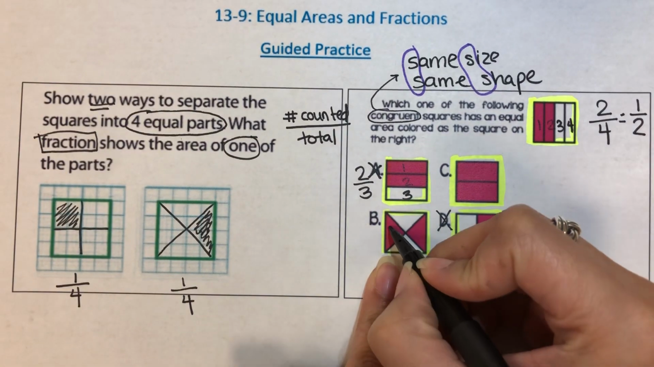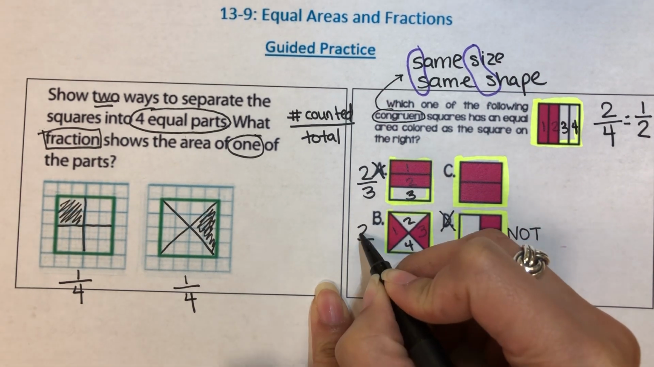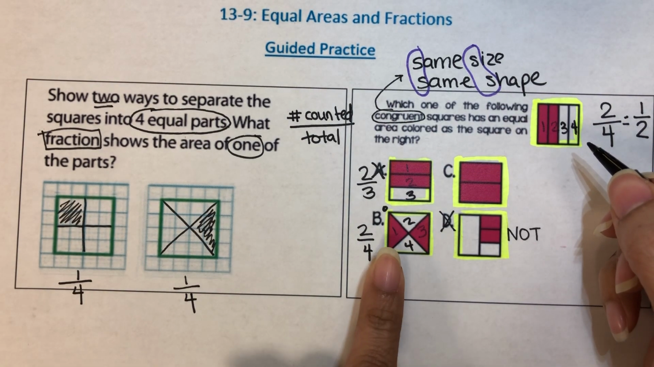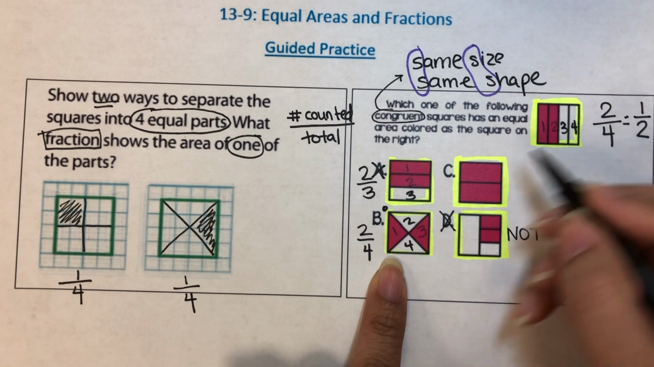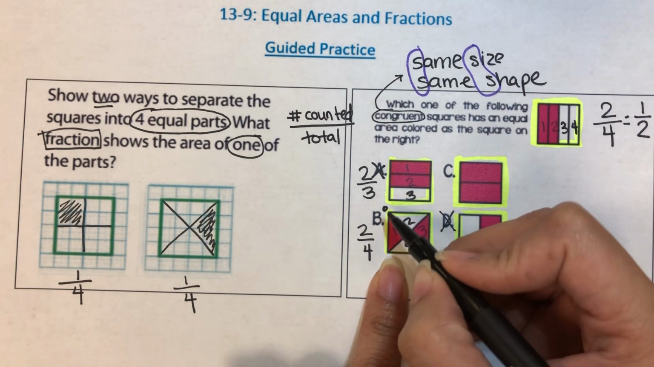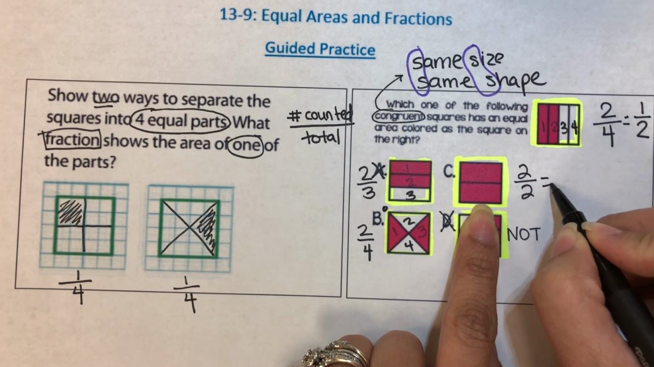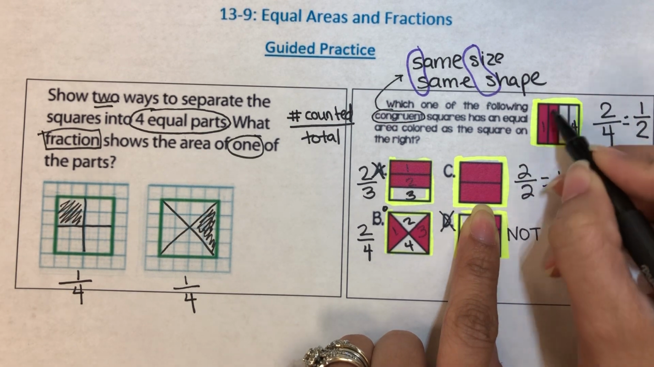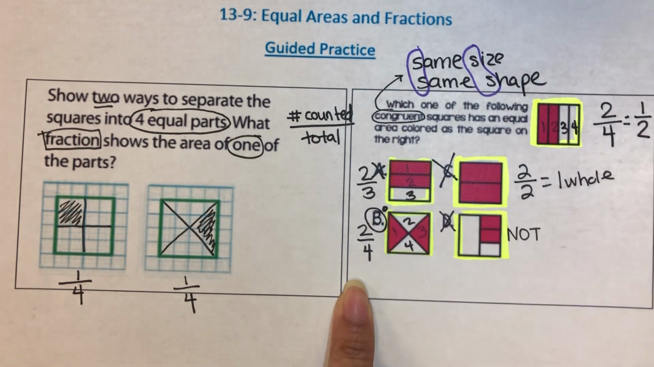Going on to B. We have a total of 4 parts. And out of the 4 parts, 2 are shaded. Possibility. Now again, we have to remember that it is a fraction only if the parts are equal. They cover the same amount of space, equal areas, and they do. C shows a total of 2 parts and 2 are shaded. Same over same, equal to 1 whole. The whole entire square is shaded here. We don't want C. B is the correct answer.